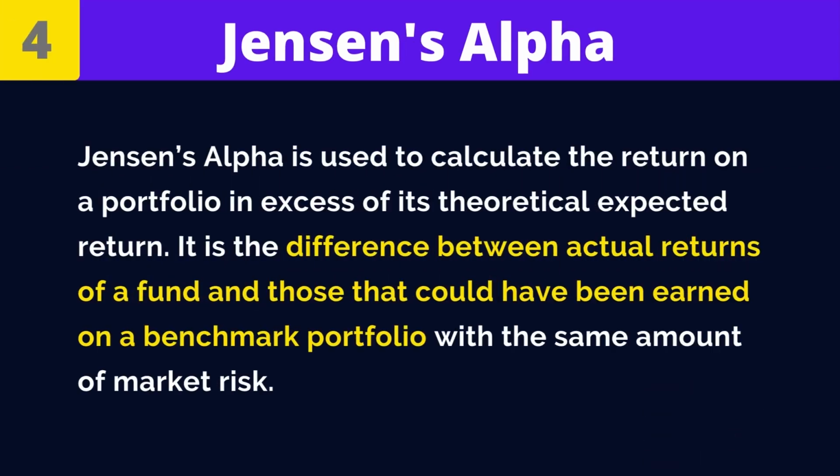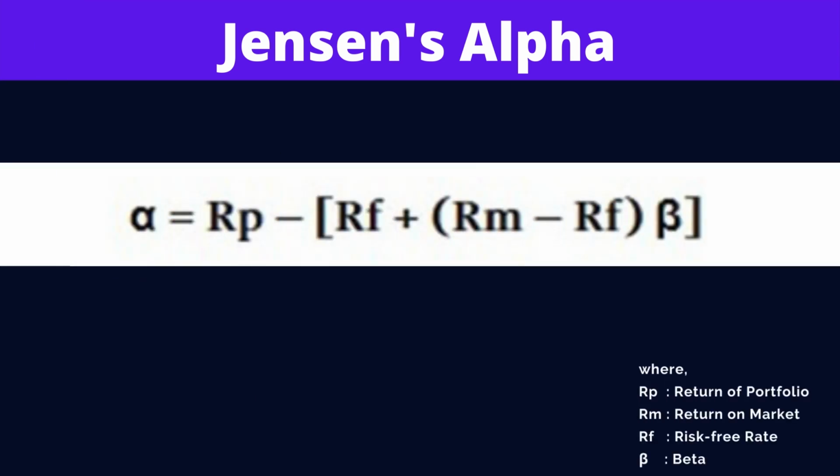Number 4. Jensen's Alpha. Jensen's Alpha is used to calculate the return on a portfolio in excess of its theoretical expected return. It is the difference between actual returns of a fund and those that could have been earned on a benchmark portfolio with the same amount of market risk. This is the formula for Jensen's Alpha.